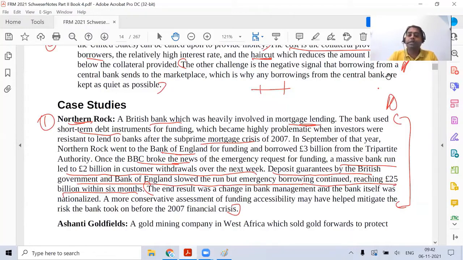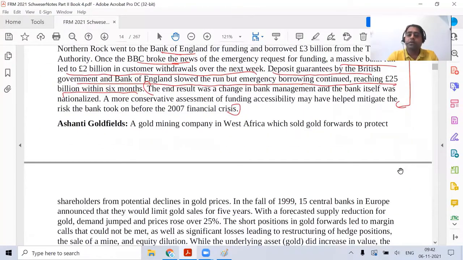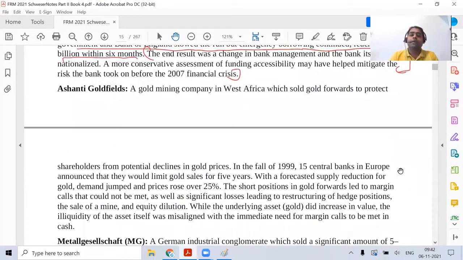Right? Moving towards the next case study, which is Ashanti Goldfields. Okay, small case study. Now, see, Northern Rock was there in your level 1. The Metallgesellschaft case is still there in level 1. This case study was not there explicitly.